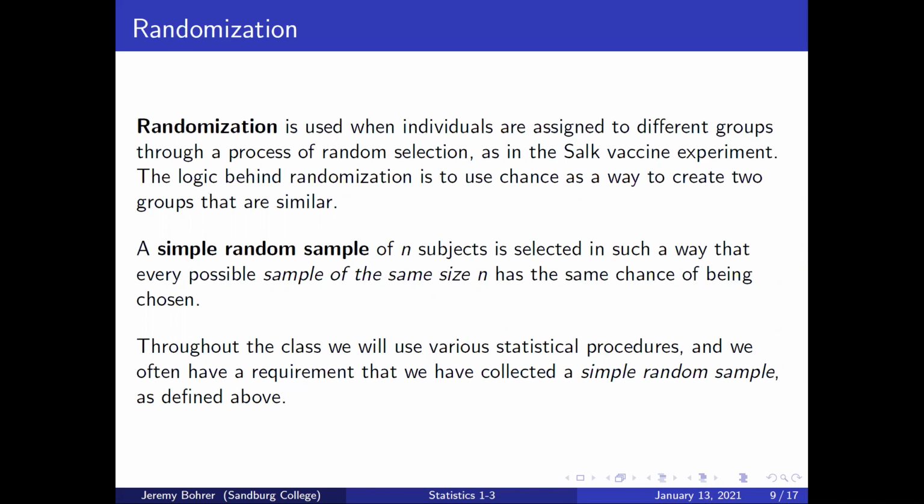A simple random sample of n subjects is selected in such a way that every possible sample of the same size n has the same chance of being chosen. Throughout the class, we will use different statistical procedures, and we will often have a requirement that we have collected a simple random sample as defined above.